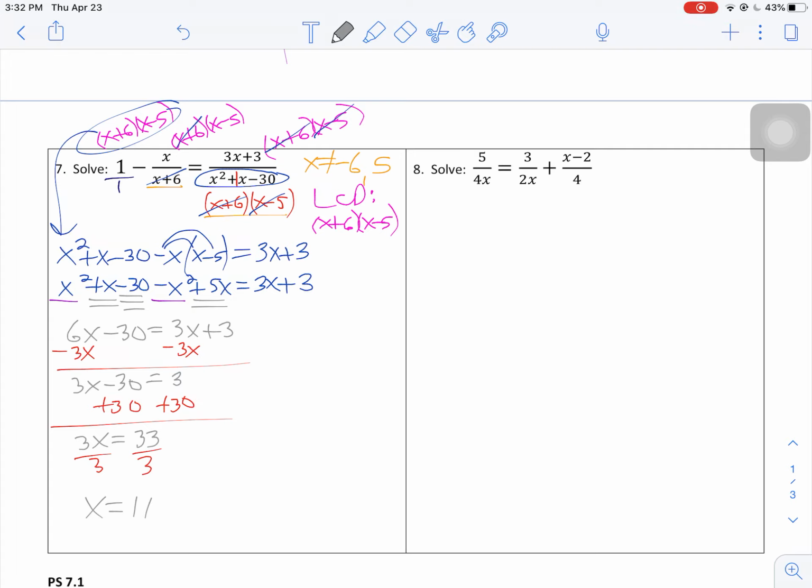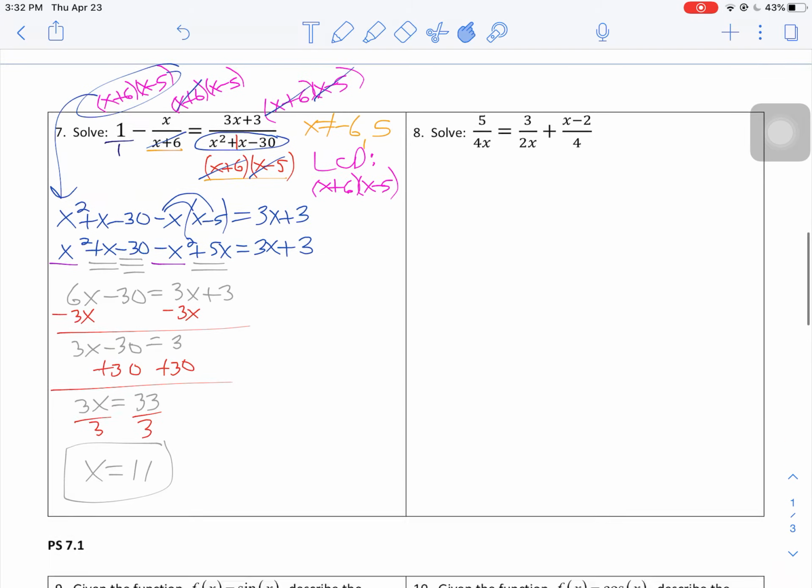Now at the end, double check and make sure that your answer is not one of the domain restrictions. So it's not, so we're good to go. We don't have to throw out the answer. If it was one of the domain restrictions, we would have to throw out our answer. So 8 is left for you to try out.